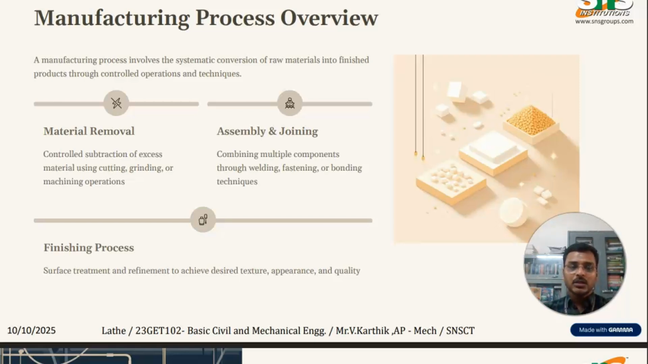In almost all the manufacturing processes, we have this material removing process. Assembly and joining, where the multiple components through the welding, fastening, or bonding techniques, we can join the material or the components to combine as one single product. Finishing process is where surface treatment and the refinement achieve the desired structure, appearance, and the quality of the product. This is one of the manufacturing processes.